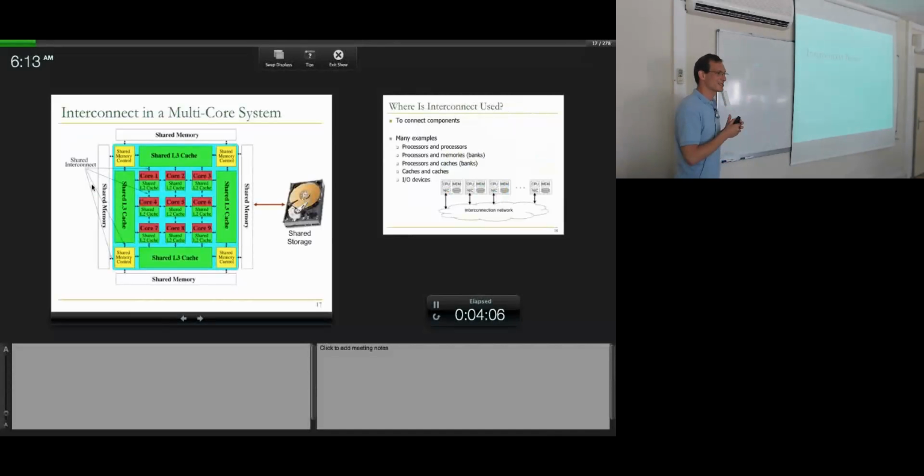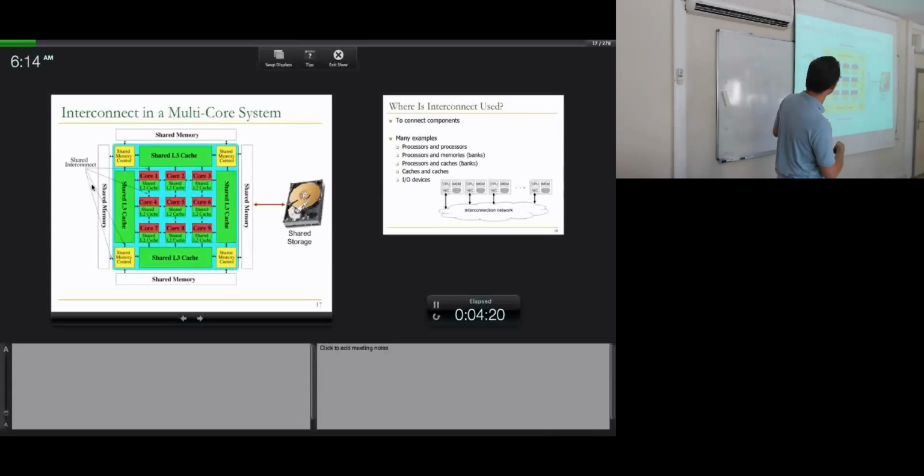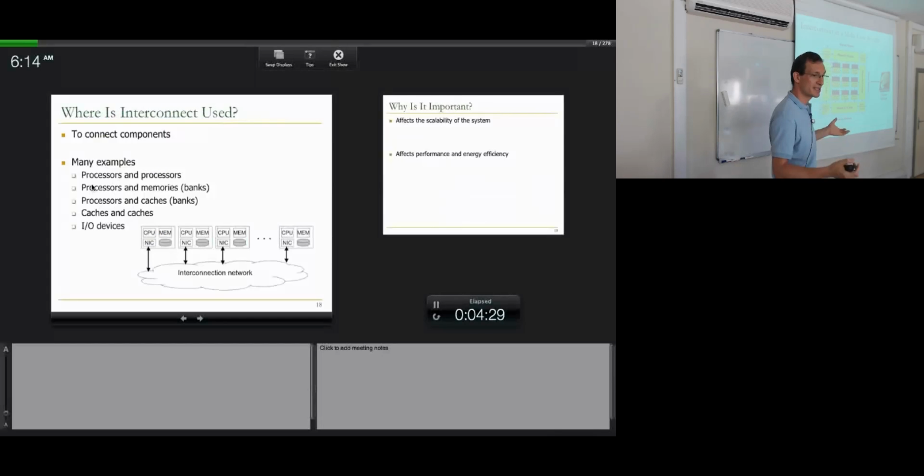Okay, let's start with the basics for interconnects. First of all, if you look at a scalable multi-core system, there needs to be some sort of interconnect connecting these different components, right? That's what an interconnect is. So it needs to be used to connect these shared caches that are distributed, caches and cores, as well as shared memory. So even off-chip, you have an interconnect. Even a bus is an interconnect, right? It's a very simple interconnect.